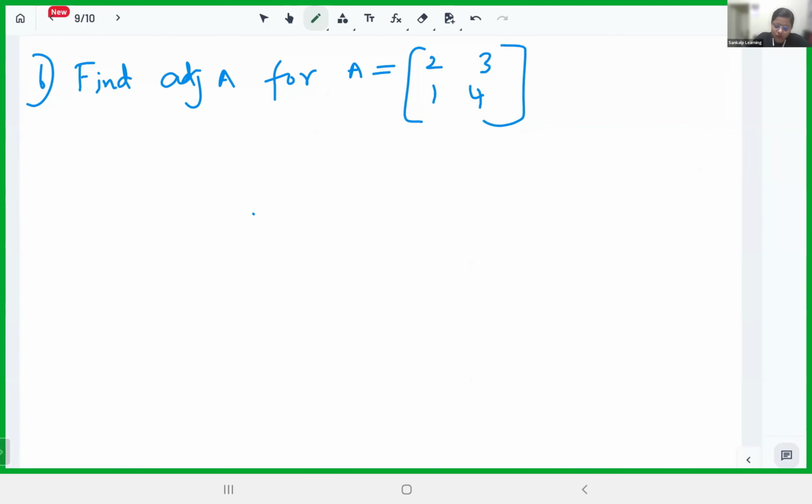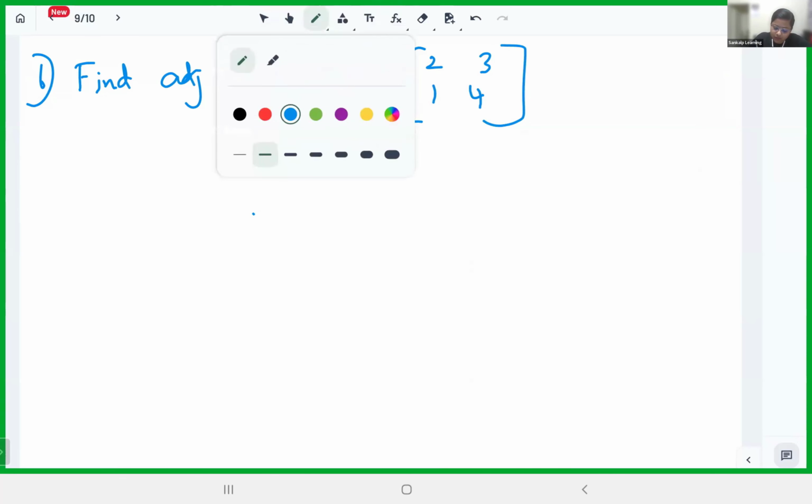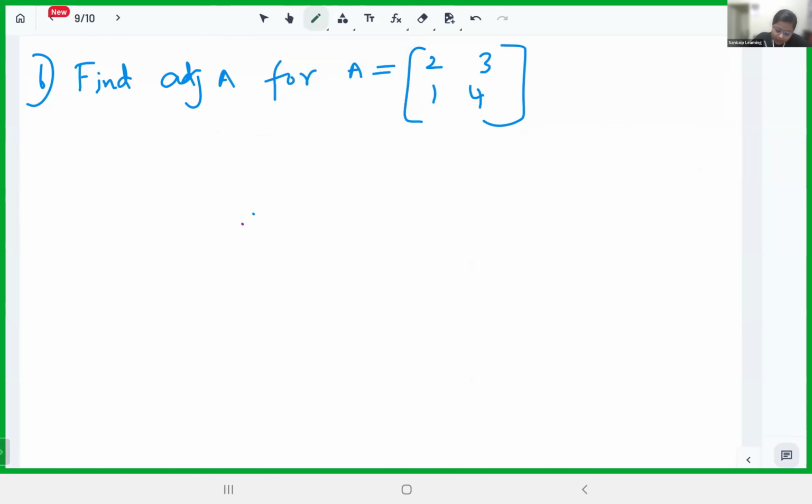How will you find out the adjoint? You have to consider the minors and cofactors. So how will you write the minor? M11: you have to remove the row and column containing 2. So what is remaining? It is 4. And now what about M12? You have to remove the row and column containing 3. So what is remaining? 1. So the value is 1.